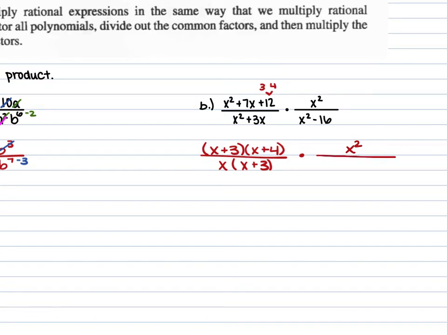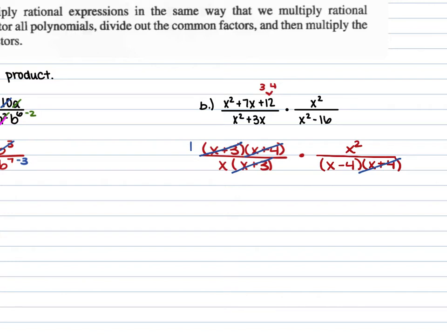On the bottom, you have a difference of squares, so that factors out to be x minus 4 times x plus 4. Again, if you want to simplify before you multiply, you can do so, or you can multiply straight across and then simplify. I like simplifying before I multiply, so that way I'm not multiplying out so much and then factoring and then simplifying. So with the first fraction, the x plus 3 is on the top and the bottom, so they cancel. For the first fraction numerator and second fraction denominator, they both have an x plus 4, so those cancel.